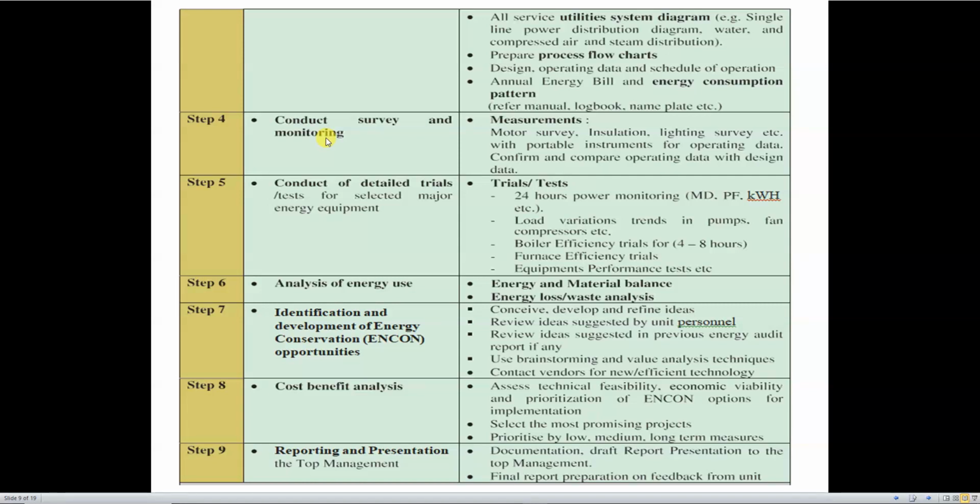Okay, if it is more than the rated energy of the instrument, then you need to conduct a survey, and you have to monitor the particular device for a few hours, so that we can get the energy consumption data. So in this case, by conducting a survey and monitoring, we are going to get the different measurements of the motor survey.